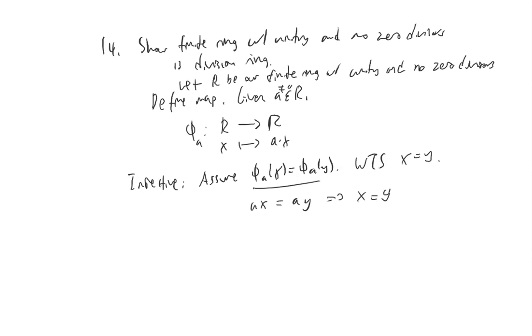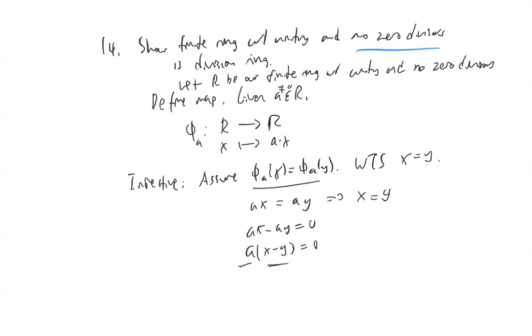Yeah, we have no zero divisors, right? So I could do ax minus ay is zero. Subtract on both sides. The distributive property of the ring tells me I could factor the a out. And I know a is not zero, and since there's no zero divisors, x minus y must be zero. So this is where we use that R has no zero divisors. It's injective.